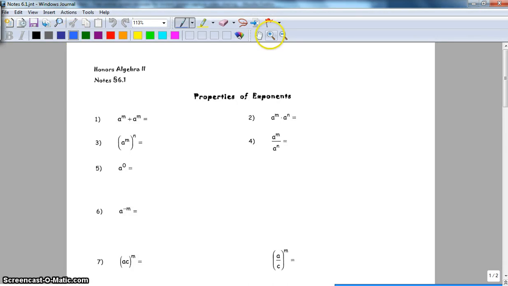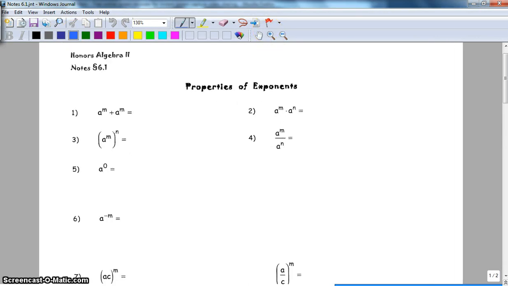Today's lesson is going to be about the properties of exponents, which will be used both in Chapter 5 and Chapter 6 and next semester. To start off, if you have a to the m plus a to the m, this is just combining like terms. You do not change your exponents, and this is 2a to the m.